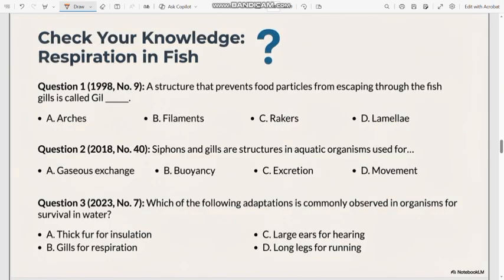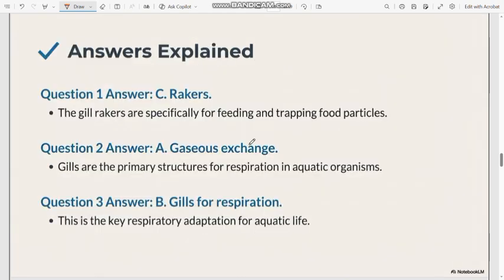So I want you to pause this video at this place and see which of these would be your answers. Which of these do you think will be your answers? Question 1, question 2, question 3. After you have paused it, answer in a note, and then we'll come back to check your answers. Now, these are our answers.